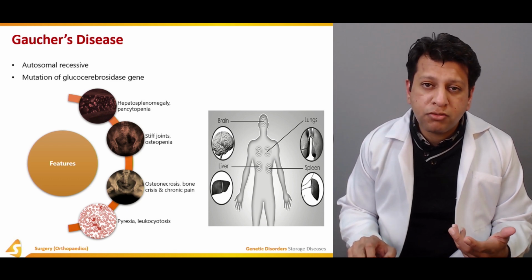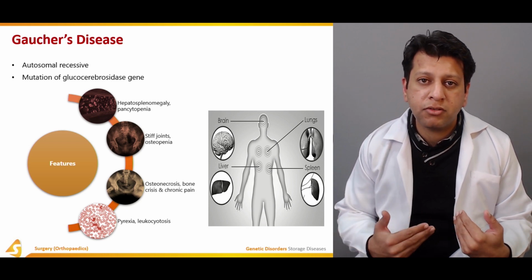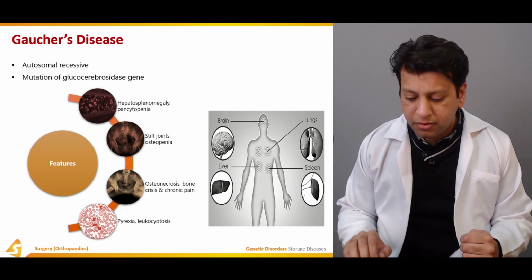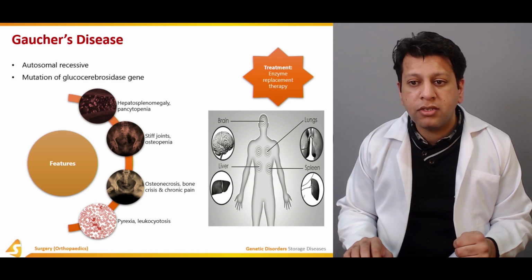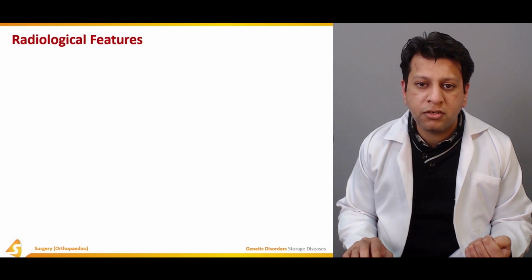Usually the organs which are affected are mainly the liver and spleen, hepatosplenomegaly, and the brain mainly. Treatment is actually enzyme replacement. You have to replace this enzyme, glucocerebrosidase.